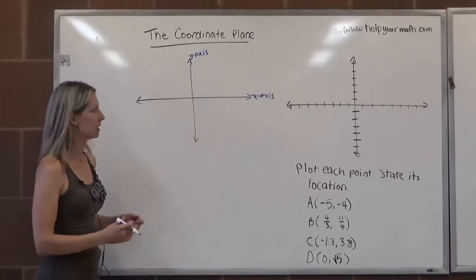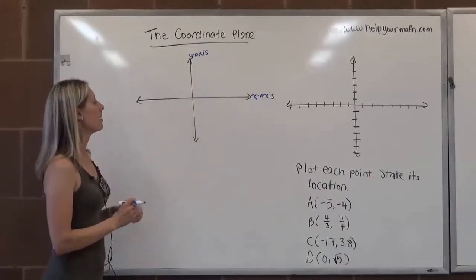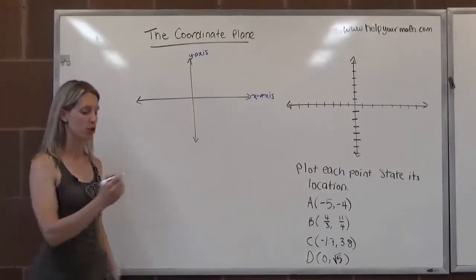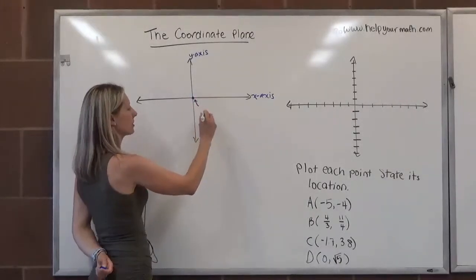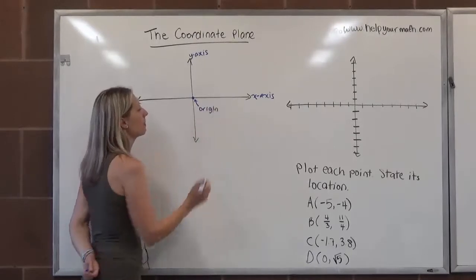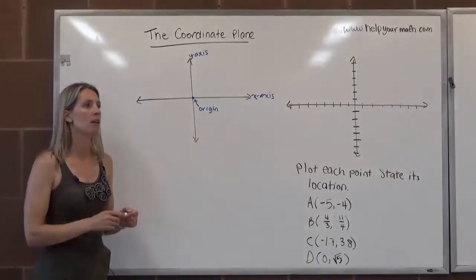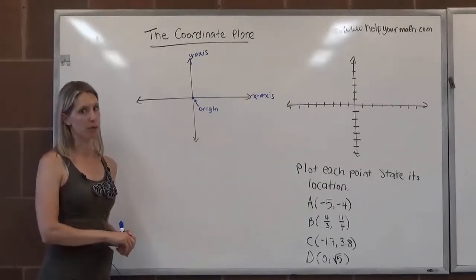Quad is a prefix that means four. And the y-axis and the x-axis meet right here. That particular point is called the origin. So the place where the x-axis intersects the y-axis is called the origin. And then anytime we put anything else in the coordinate plane, we always refer to its location based on how far it is from the origin.